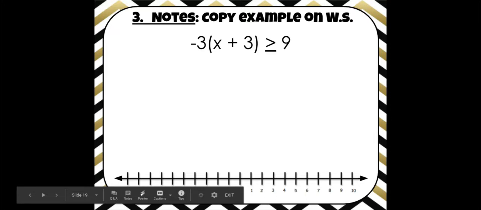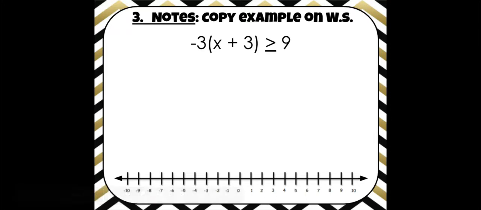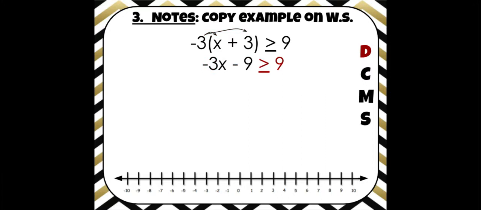Take a look at number 3 on your worksheet. So we're going to start off just like we started the other one by completing our DCMS strategy. In this case, we can distribute. So we're going to distribute negative 3 to x, which gives us negative 3x, and negative 3 times 3, which gives us negative 9. Bring down your inequality symbol and your 9. We don't have to combine, and we don't have to move our variables.